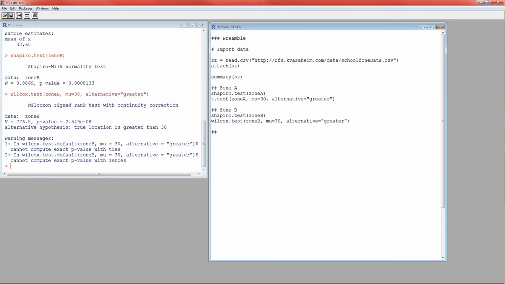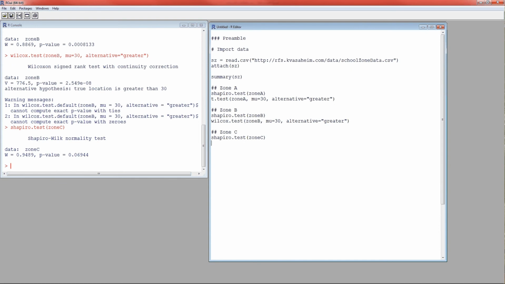Third zone is zone C. Again, we'd like to use the one-sample t-test. Assumption is normality. To test that, we'll use the Shapiro-Wilk test. Zone C, the p-value is 0.06944. Because p is greater than alpha, we fail to reject the null hypothesis of normality. The data pass this test. Therefore, we get to use the t-test. Again, mu is 30. Alternative is greater.